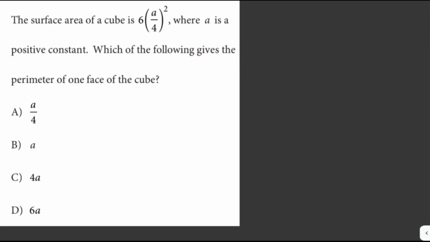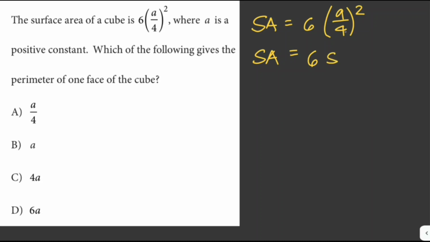The surface area of the cube is 6 times a over 4 squared, where a is a positive constant. Which of the following gives the perimeter of one face of the cube? So we're given here the surface area of the cube, which is equal to 6 times a over 4 squared. And the surface area is just equal to 6 times the side of the cube squared.